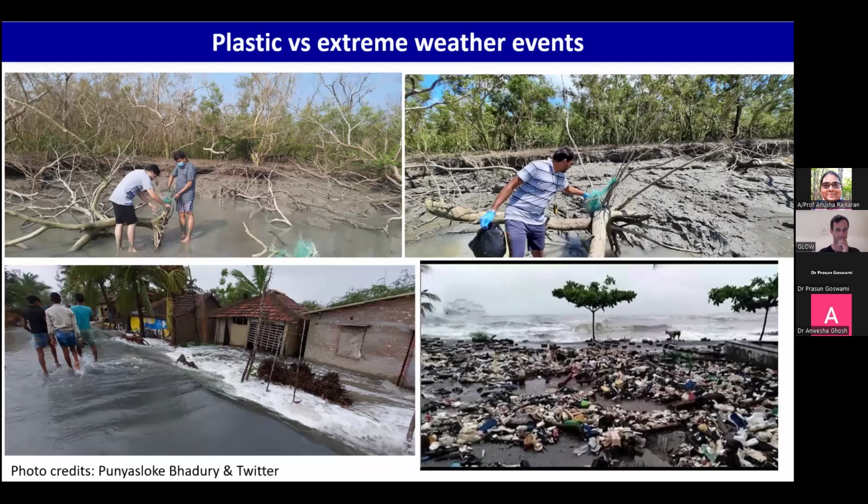And these photos were taken from the Indian Sundarbans, where Anusha is working. This was during the 2020 Amphan flood. A lot of plastics got trapped within the mangroves, and our team did really great work to recover some of the plastics from these environments.